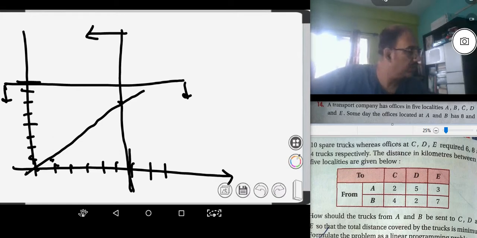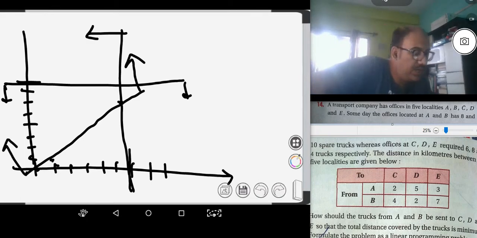This line is y equals x, and we have y greater than or equal to x. So above the line, this part is x greater than y, and this part is y greater than x. So in this case, we have this.